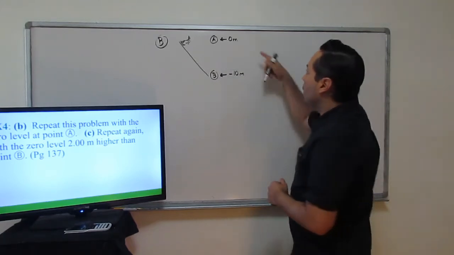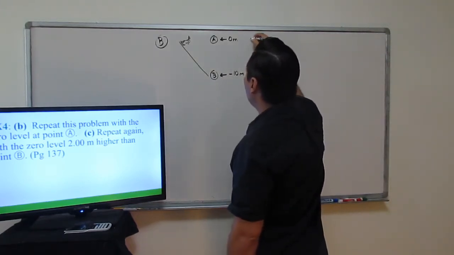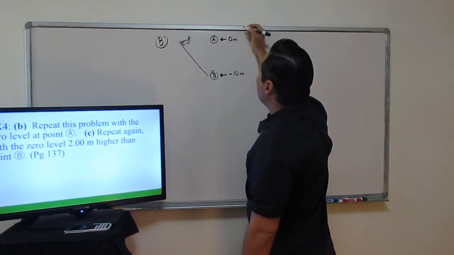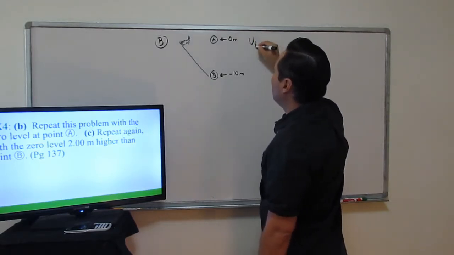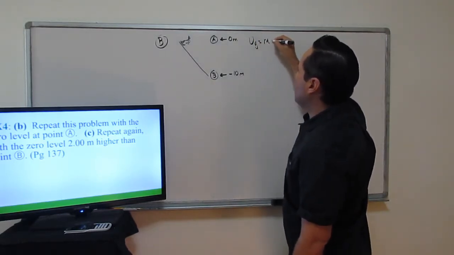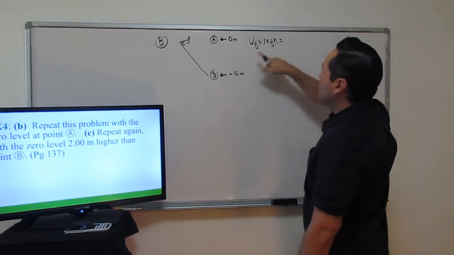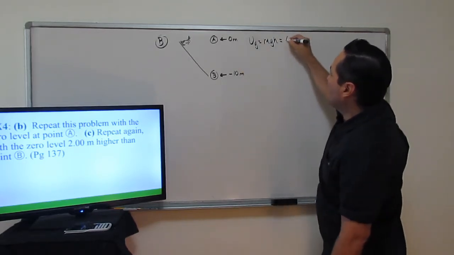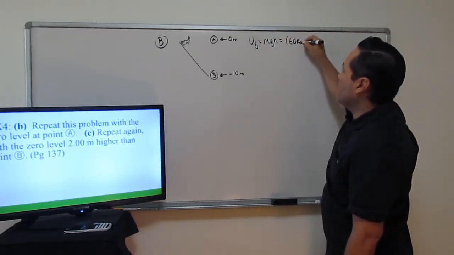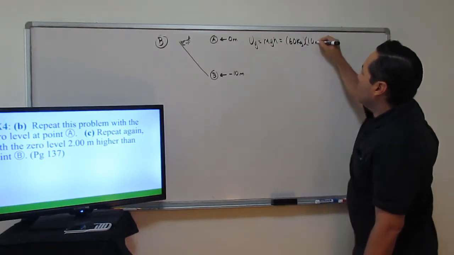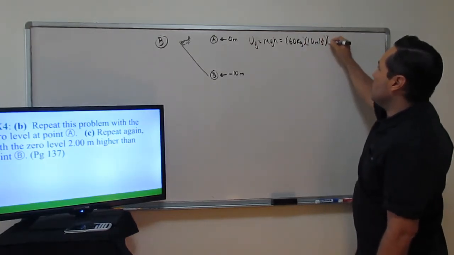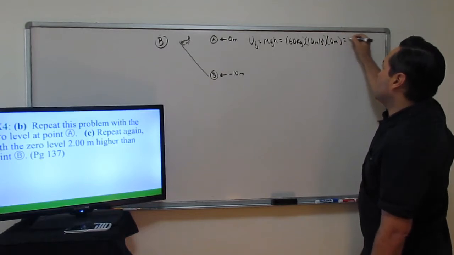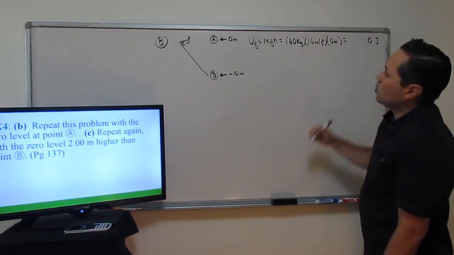Okay, so we're going to go ahead and begin with our formula. The formula for gravitational potential energy is U_G equals mass times gravity times the height. Here the height's going to be 0, so we're going to put in the 60 kilogram mass, acceleration due to gravity, 10, and 0 meters of height, so that gives us 0 joules.